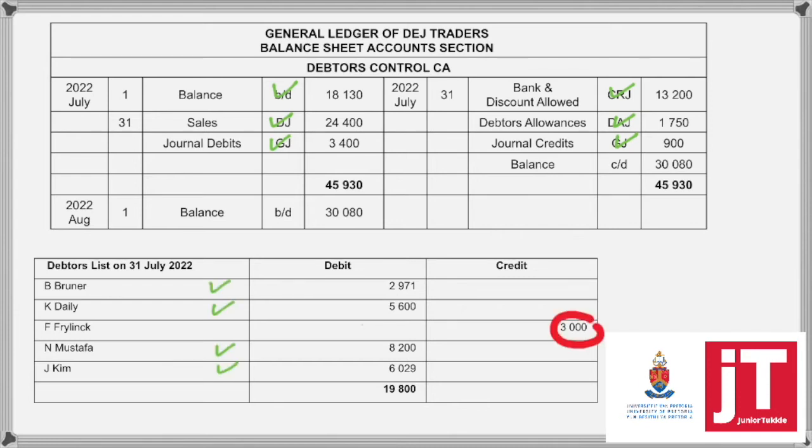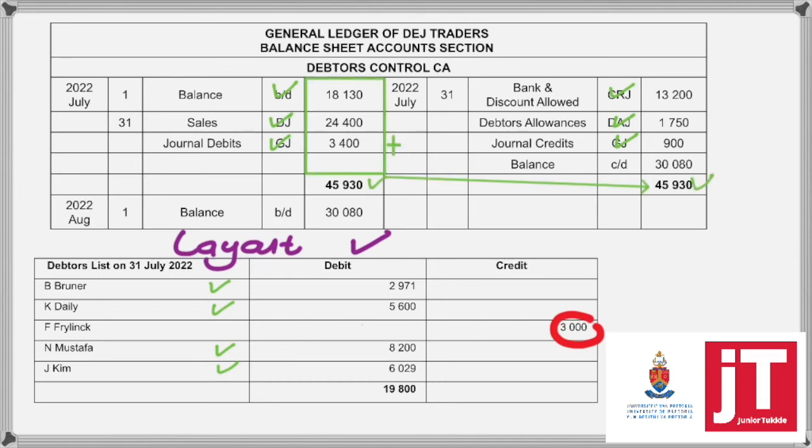Now, when it comes to the debtors list, everything is correct because most debtors should have debit balances. The sort of weird one is Mr. Freilink, who has a 3,000 Rand credit balance. So most likely that's already an indication that something is wrong there or that we're going to have to adjust that account. In other words, our layout is fine.